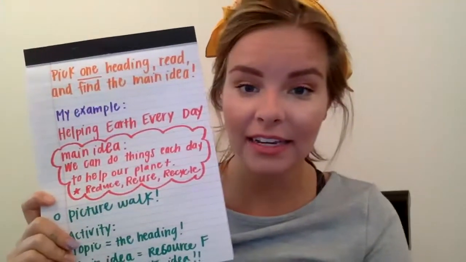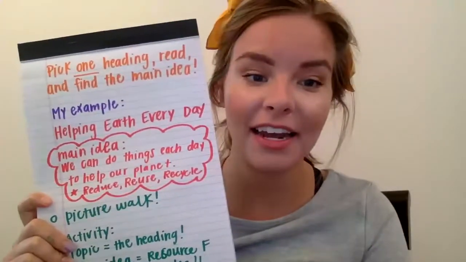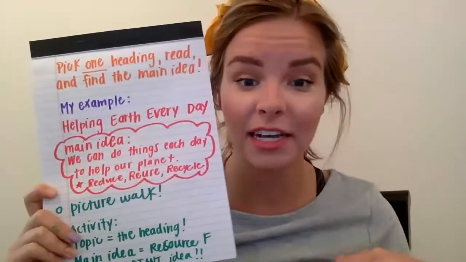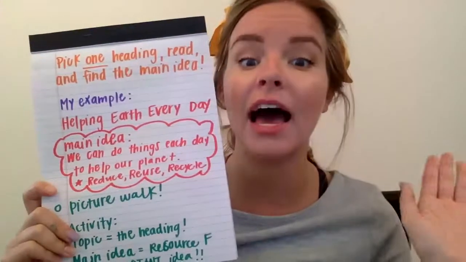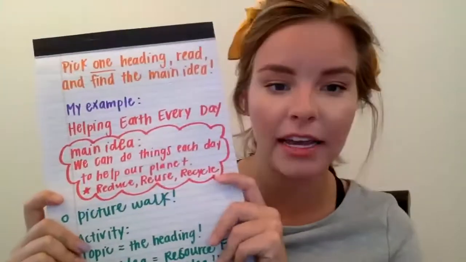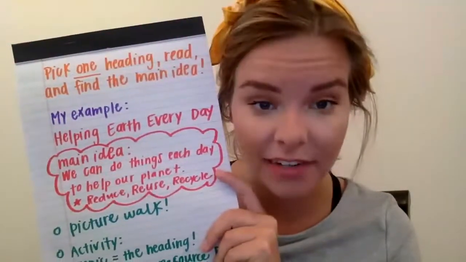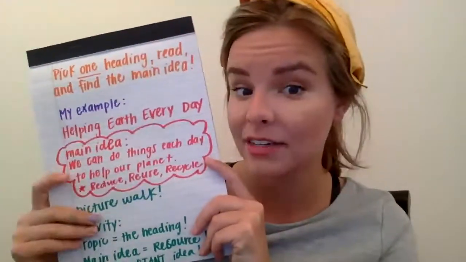So I went through and I picked one heading. Remember, what is a heading? A heading is a text feature that we learned a long time ago and went over and over and over. And a heading tells us what the text below is going to be about. So, my example was this heading, Helping Earth Every Day. And you can find that heading on page 10. And I found that in the table of contents.